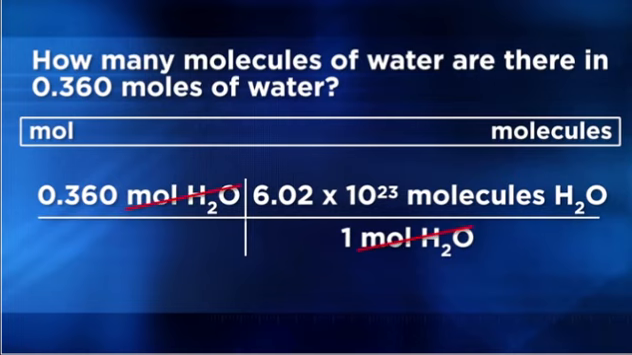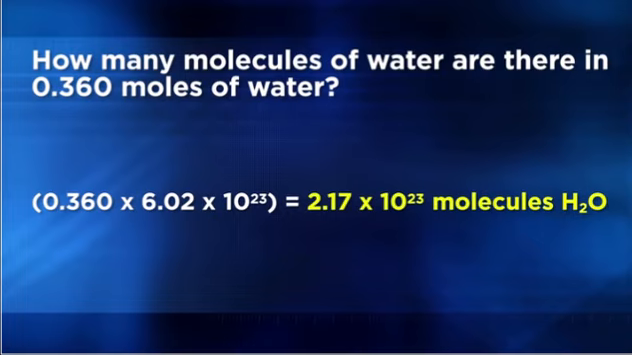They do cancel. We have moles of water in the numerator in one step and in the denominator of another. So they cancel, and we're left with molecules of water in the upper right. So all we need to do is multiply everything in the numerator, 0.360 times 6.02 times 10 to the 23rd molecules over 1. So 2.17 times 10 to the 23rd molecules of water are found in 0.360 moles of water.